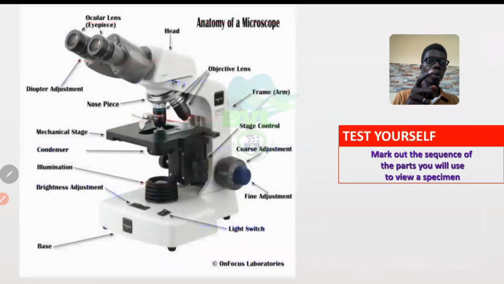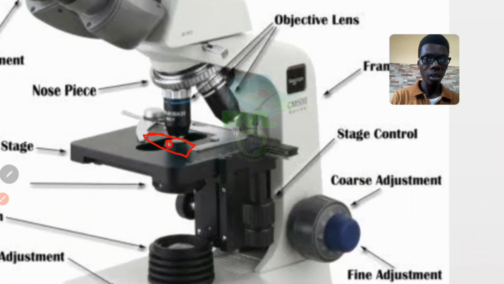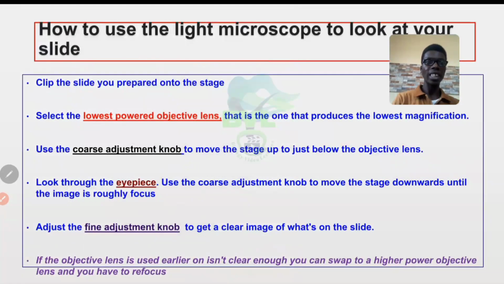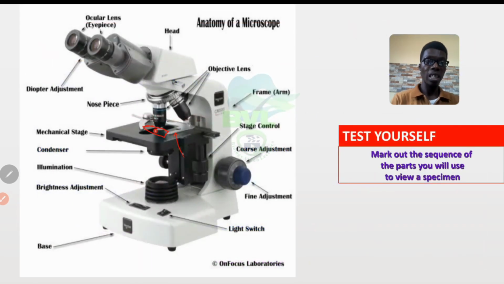So once the clip holds it, you put it here. Everything is there: the cover slip and the slide, the whole thing. This stage clip holds it. After that, the next thing is to select the lowest power objective lens, that is the one that has the smallest magnification on it. Maybe this is times 10, that's the smallest. So that one should be on top of the specimen.